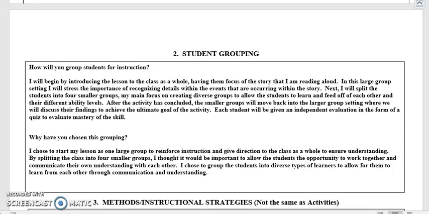Why have I chosen this grouping? I chose to start my lesson as one large group to reinforce instruction and give direction to the class as a whole to ensure understanding. By splitting the class into 4 smaller groups, I thought it would be important to allow the students the opportunity to work together and communicate their own understanding with each other. I chose to group the students into diverse types of learners to allow them to learn from each other through communication and understanding.